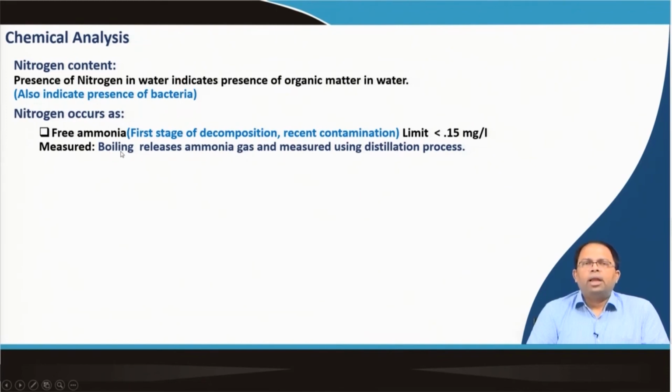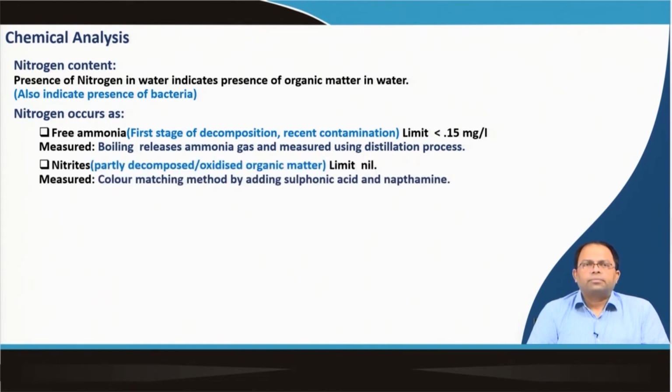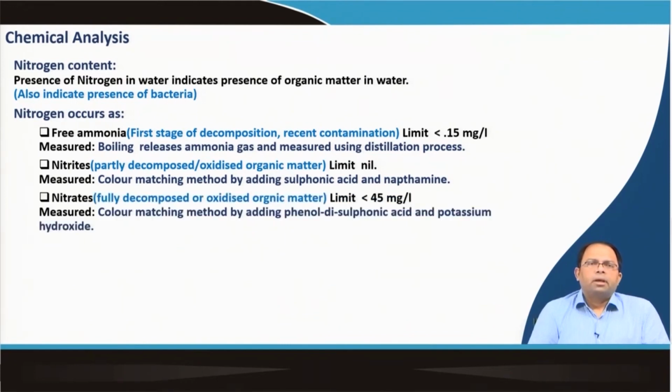And usually when we boil this, it releases ammonia gas, and this could be measured using the distillation process, and from the quantity of that we can determine the amount of free ammonia in water. Then nitrites, this indicates partly decomposed oxidized organic matter. It should not be present, so the limit is nil, and it is again determined through the color matching method by adding sulfanilic acid and naphthylamine. Then nitrates, this indicates fully decomposed or oxidized organic matter, lesser than 45 milligrams per liter, and again determined through the color matching method by adding phenol disulfonic acid and potassium hydroxide.